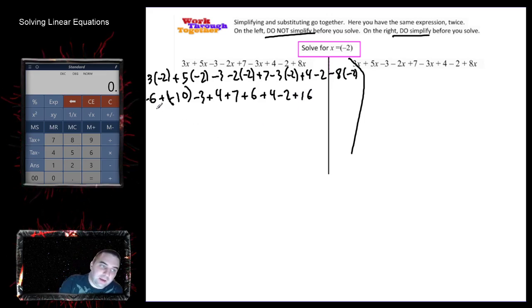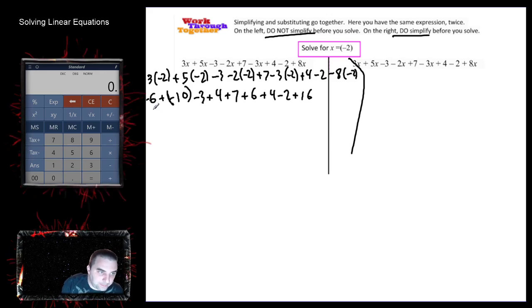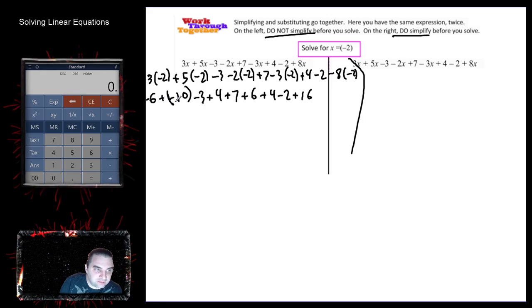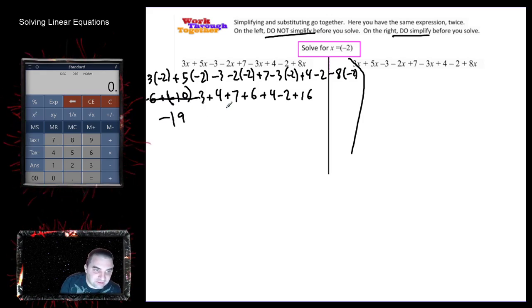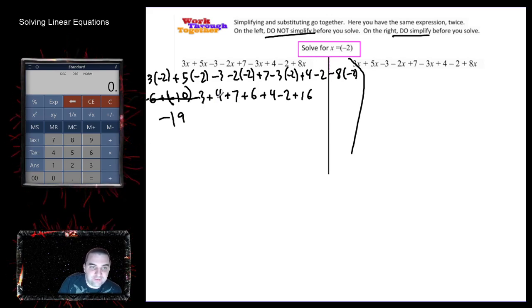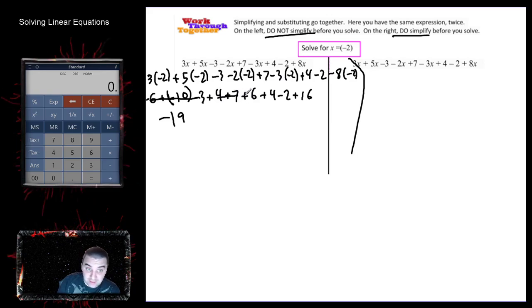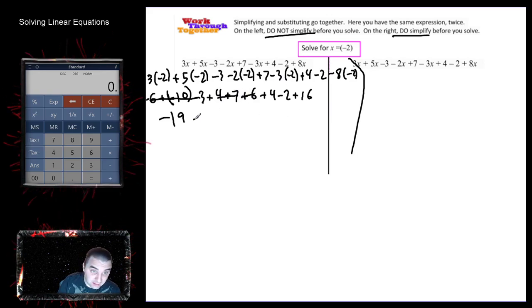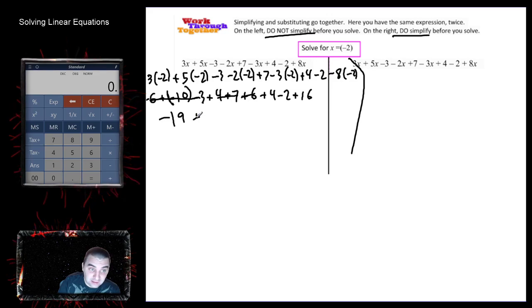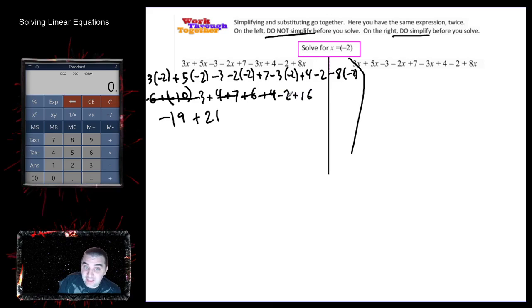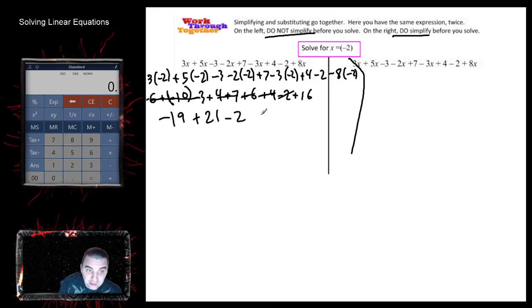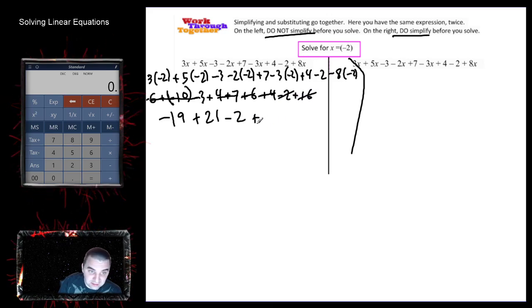All right. Now I continue to narrow it down. Minus 6 and minus 10 is minus 16, and then here we got minus 19. Geez, this is fun. And then we have 4 plus 7 is 11. And then we'll add a 6 to that, and it becomes plus 17. And then we have another 4, so then we'll get plus 21. And then we get a minus 2, and then we get a plus 16.